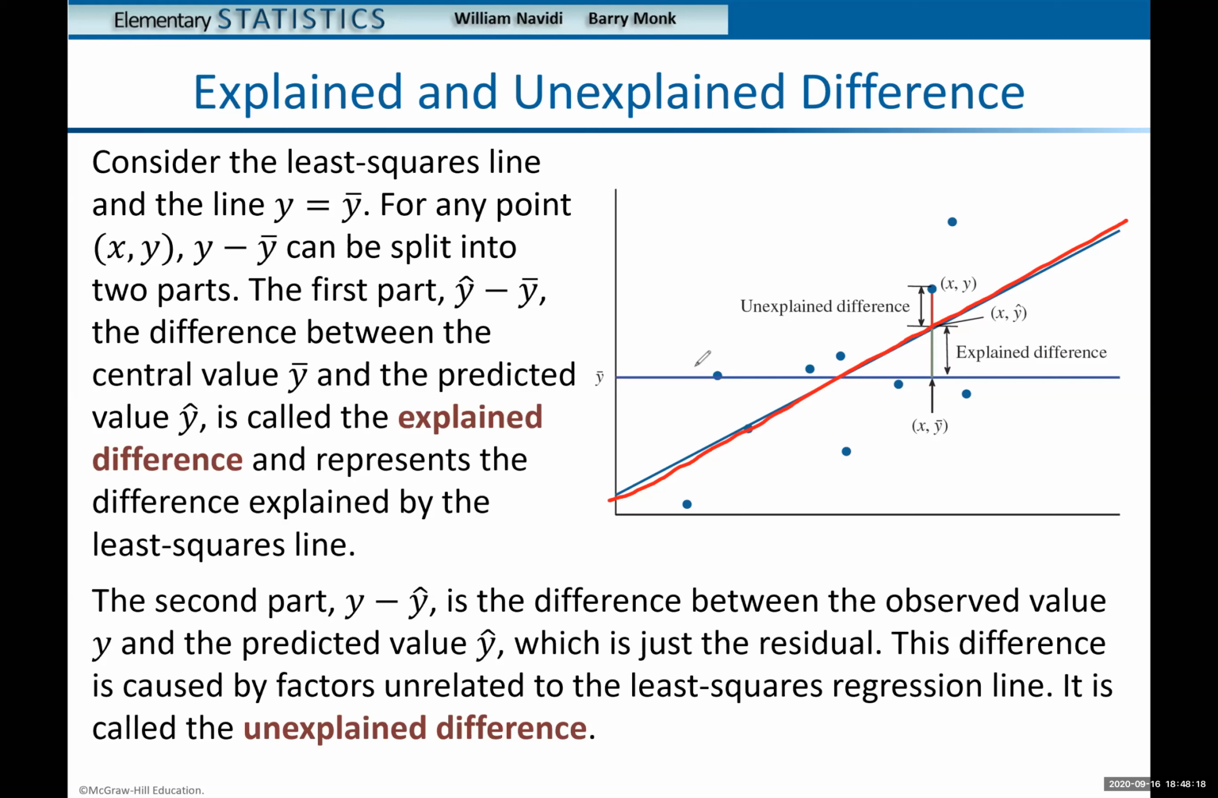So, about all this: explained difference and unexplained difference is about the distance from each point to the line. Let's say this point here, the distance from this point to this is what you call the unexplained difference. When you get the difference of the y values of these two, we call that unexplained difference. And then when you get the difference from this point on the line to the mean of all your y's, this is the mean of all the y's, that is what you call the explained difference.